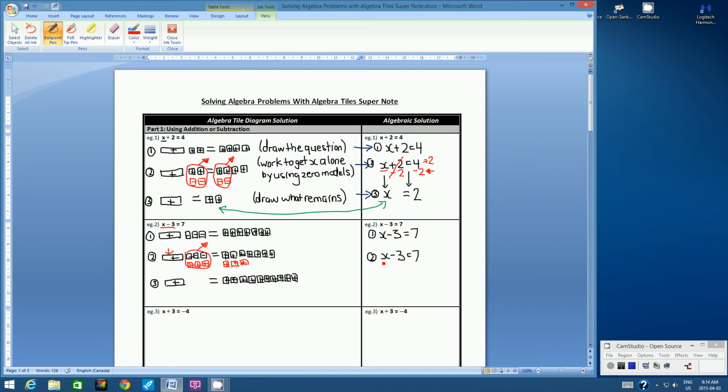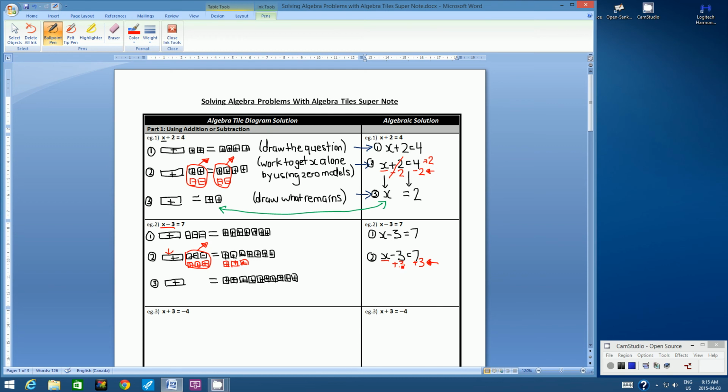I want x to stand alone. What's in the way of x standing alone? Well, negative 3 is subtract 3. How do we get rid of subtract 3? Well, we do the opposite of subtract 3, and the opposite of subtract 3 is to add 3 on both sides. We have to do it on both sides, and you have to show this step here, or else I won't know what you're thinking.